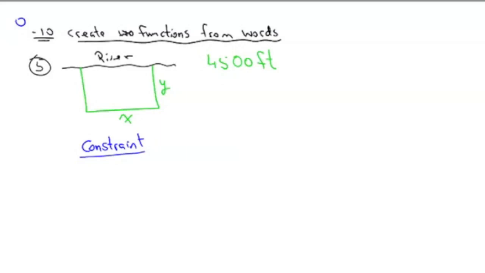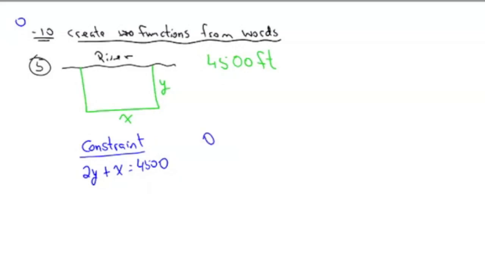How much fencing went here? y. How much went here? x. How much went here? y. So 2y plus x equals 4,500. You get 2y plus x is equal to the 4,500 feet of fencing. So whatever values you choose for x and y, they cannot add up to more in this equation than 4,500. That's why it's called a constraint.